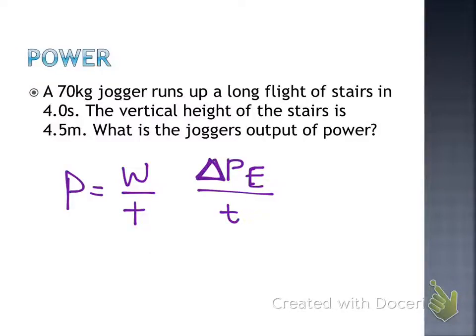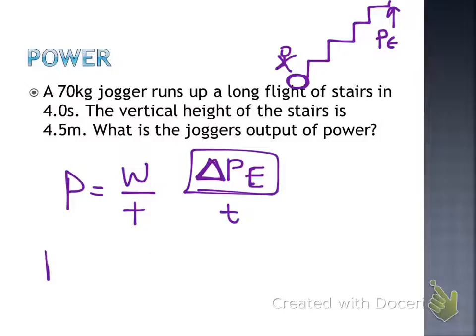So let's think about this guy at the bottom of the stairs. As he's right here, does he have any potential energy? No, he has 0 potential energy. As he gets to the top, does he have potential energy? Yes, he does at the top. So as we look at change in potential energy, we would say power is equal to mgh minus 0 over time. Why did I put this minus 0 right here?